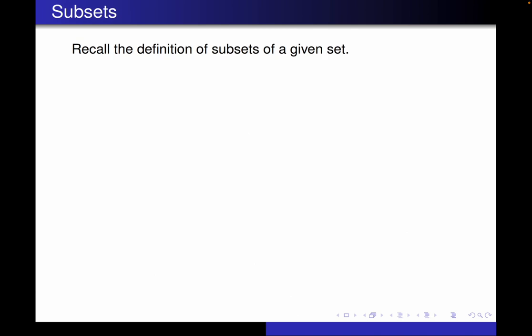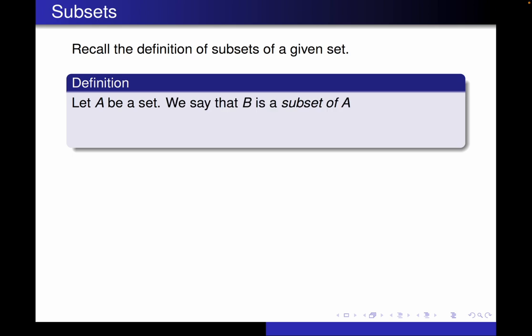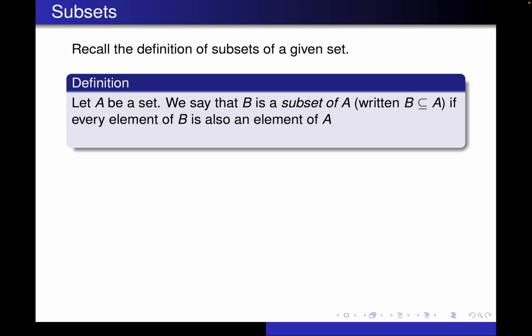So let's remember what the definition of a subset is of a given set. If you have some set A, we say that B is a subset of A, and that is written in that way. B is a subset of A when every element of B is also an element of A. And again, it doesn't necessarily work the other way around.